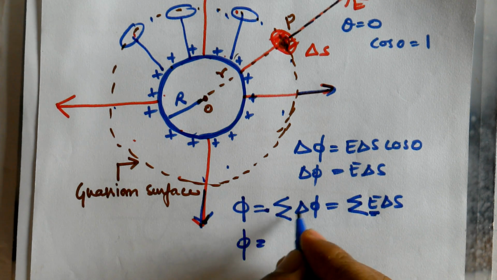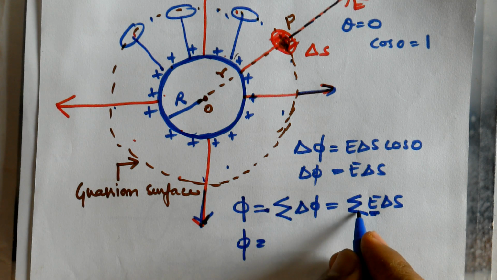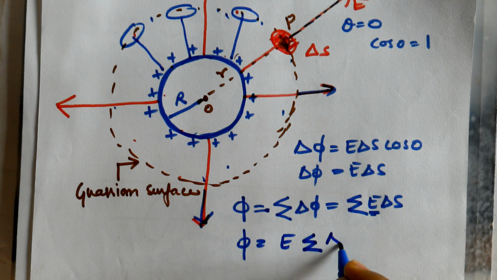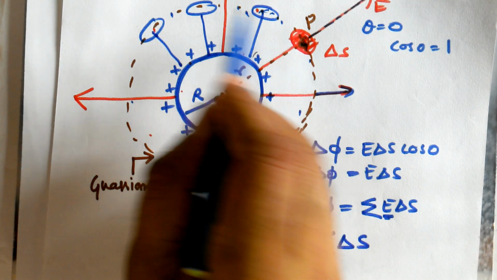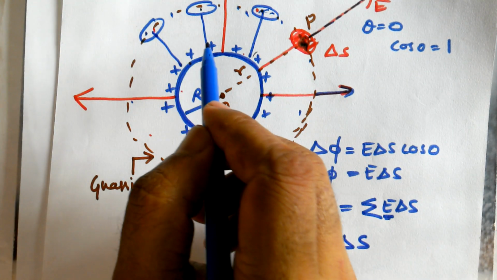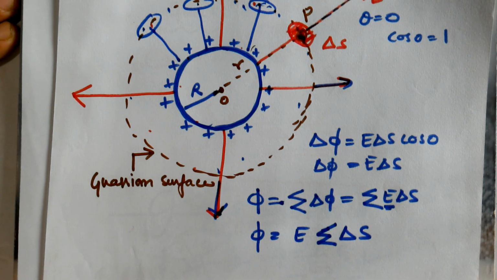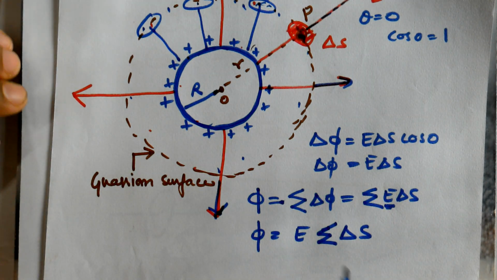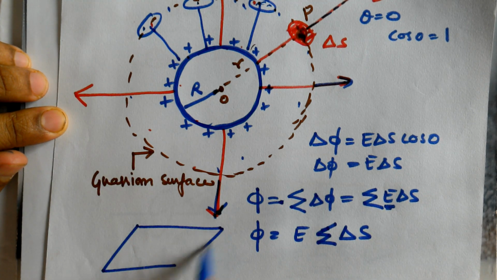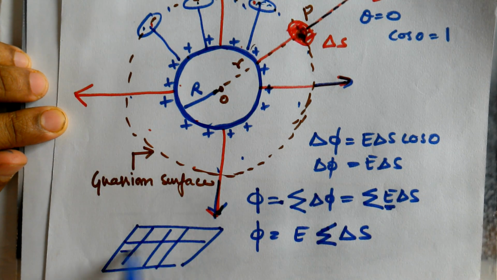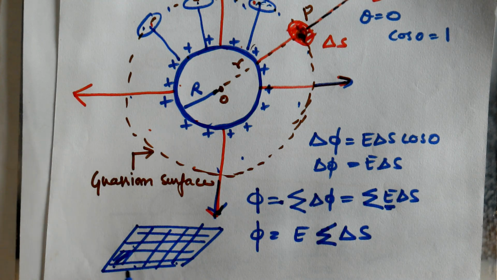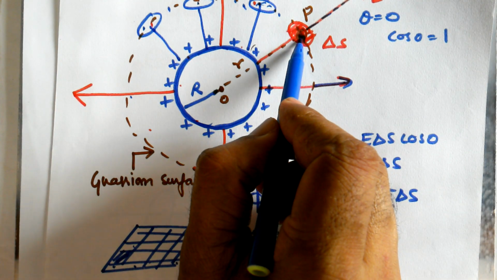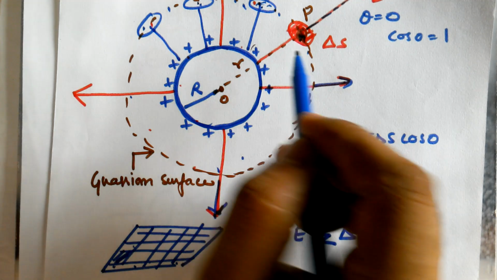So total flux, which is the summation of all delta phi, is equal to, I will write this formula, E into sigma delta S. What is sigma delta S? Area of this, area of this, area of this, everywhere added. Suppose in your classroom there are some 75 mosaics, because a classroom floor will usually have tiles or mosaics like this. Calculate the area of one mosaic and multiply it by the number of mosaics or tiles. You will get the total area. So similarly, take a small area and spread it over the full surface. You will get the area.